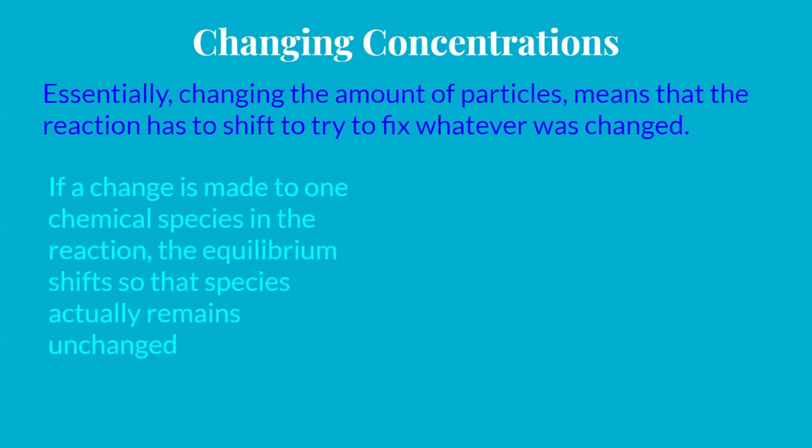Okay, so when you are talking about how this will impact your reactant or your product, this is an equilibrium that you are currently stressing out. If one change is made to a chemical species, the equilibrium will shift so that that species recovers. Species is just a fancy way.